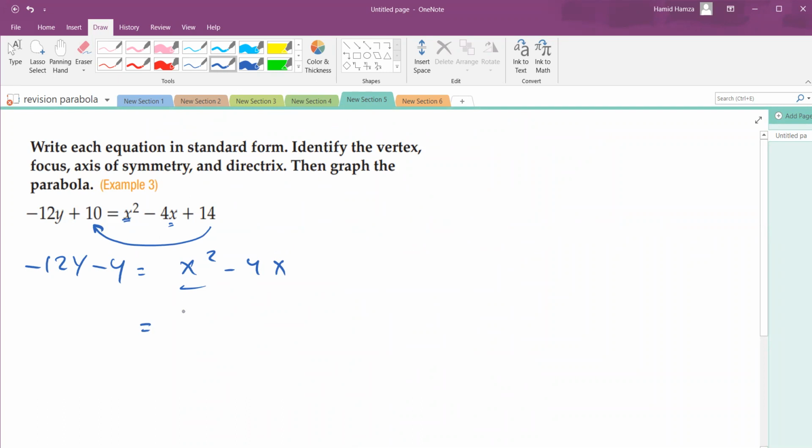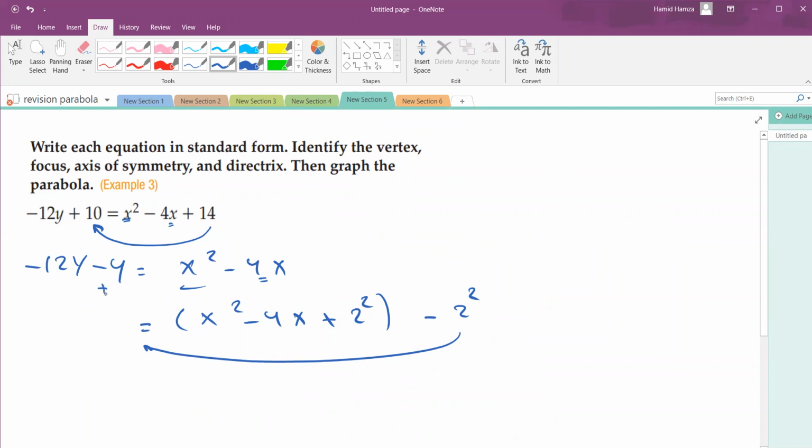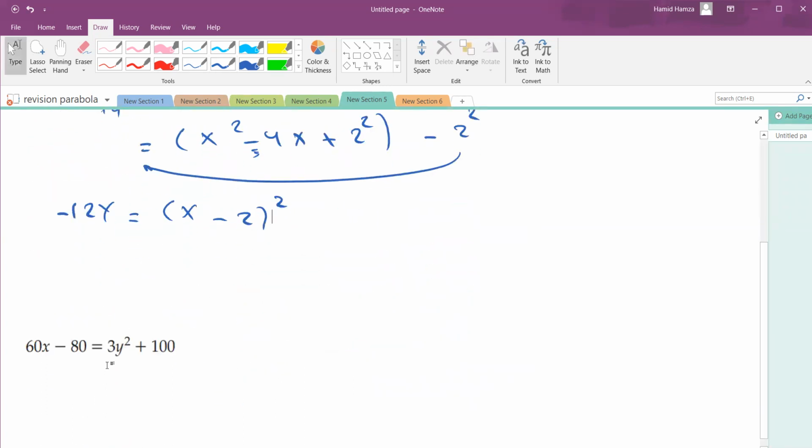طيب it will be. عايزين نعمل perfect square: x squared minus 4x، half of 4 is 2، power 2، it will be 2 power 2. هنحط اللي يمشيها بره 2 power 2، ناخدها بالمرة الناحية التانية. خلاص يا شباب، هتبقى negative 12y بس. هتروح بالبلس، بلس 4 عشان نروحوا مع بعض، فهتبقى 0. يبقى negative 12 y equals x minus 2 power 2. خلاص الايكويشن كده خلصت.